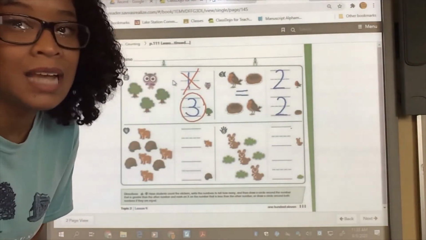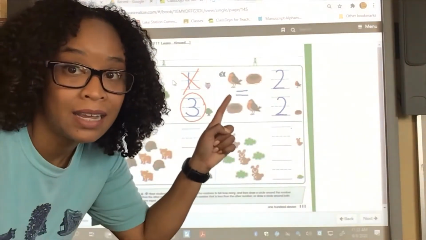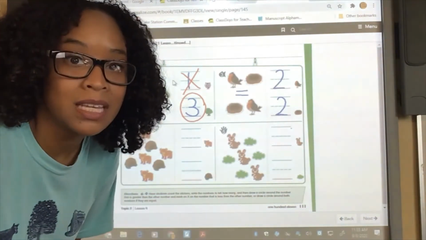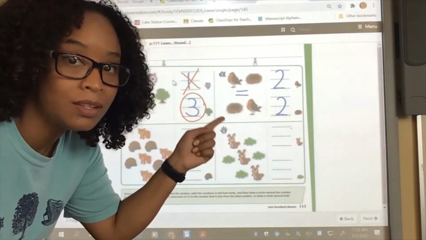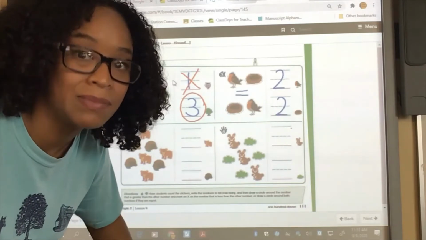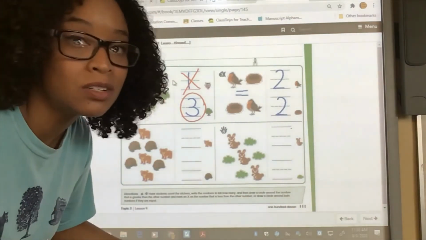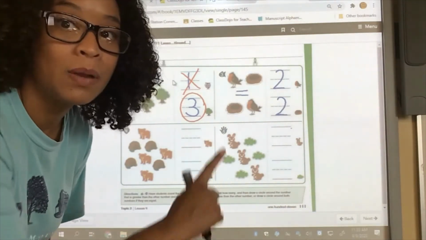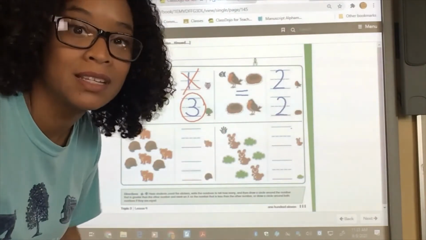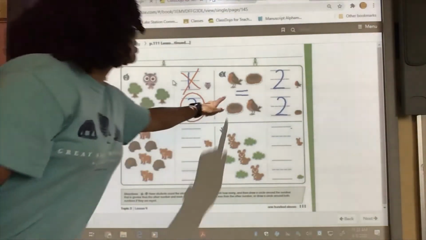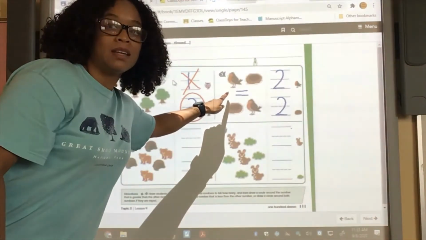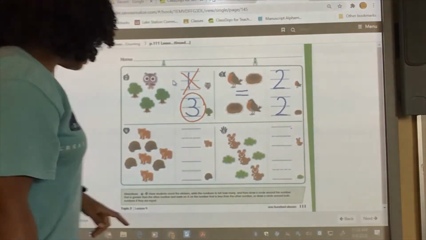It's a line on top of a line. And a line on top of another line, that means equal. So the 2 and the 2 is equal. They are the same. They are twins. So we don't need to circle or X out anything, but we're going to write our equal sign because they are the same. So this sign is called the equal sign.